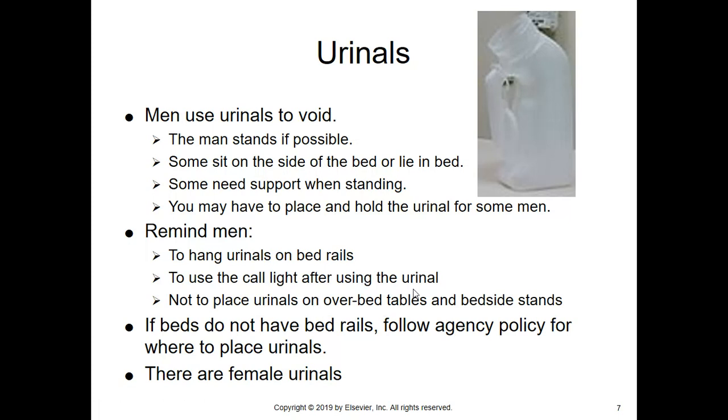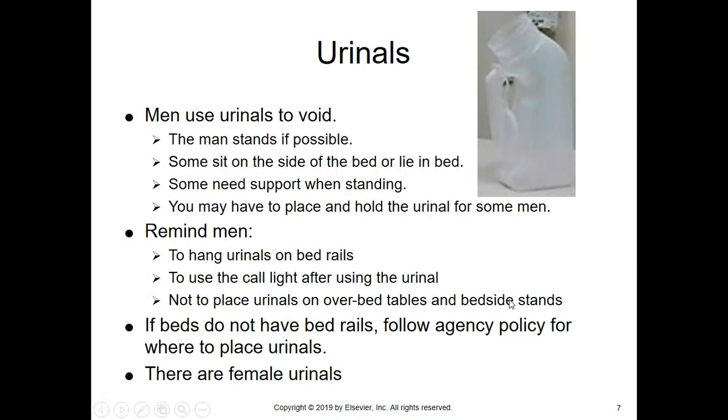Make sure they do not place their urinals on overbed tables. It's the tables that we use for our supplies, or they use it to eat off of. And make sure you don't let them put it on the bedside stands. The urinal has to be hung. See this little handle here? It slides right over the side rail. Urinals should be hung on the side rail. They should not be put on overbed tables or bedside stands.